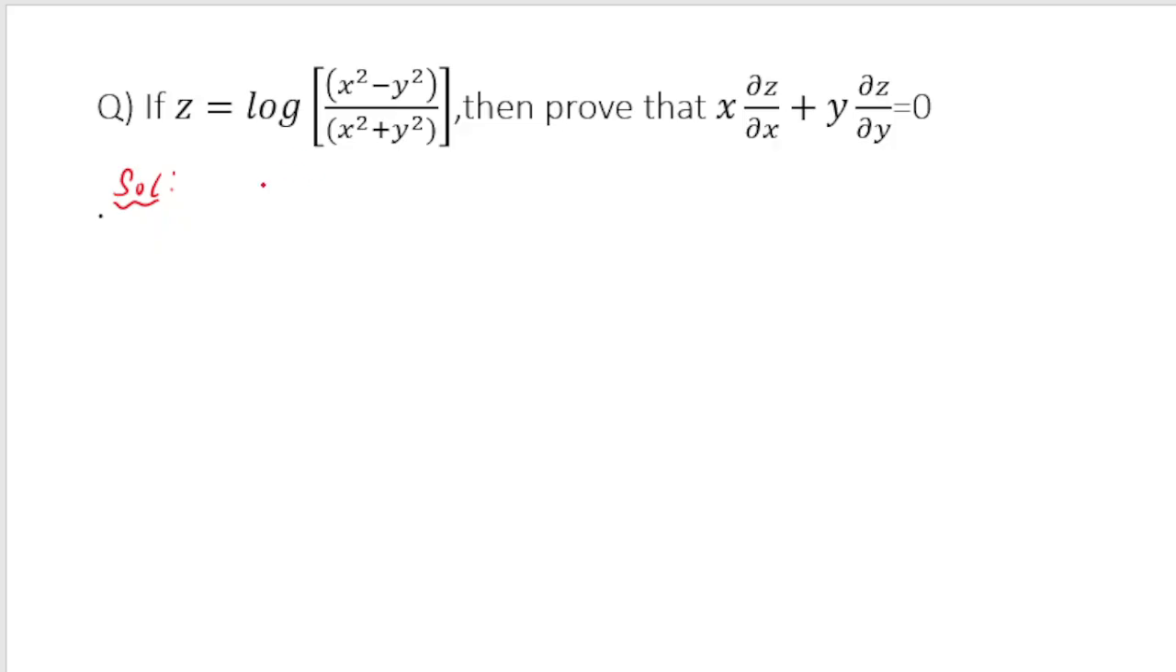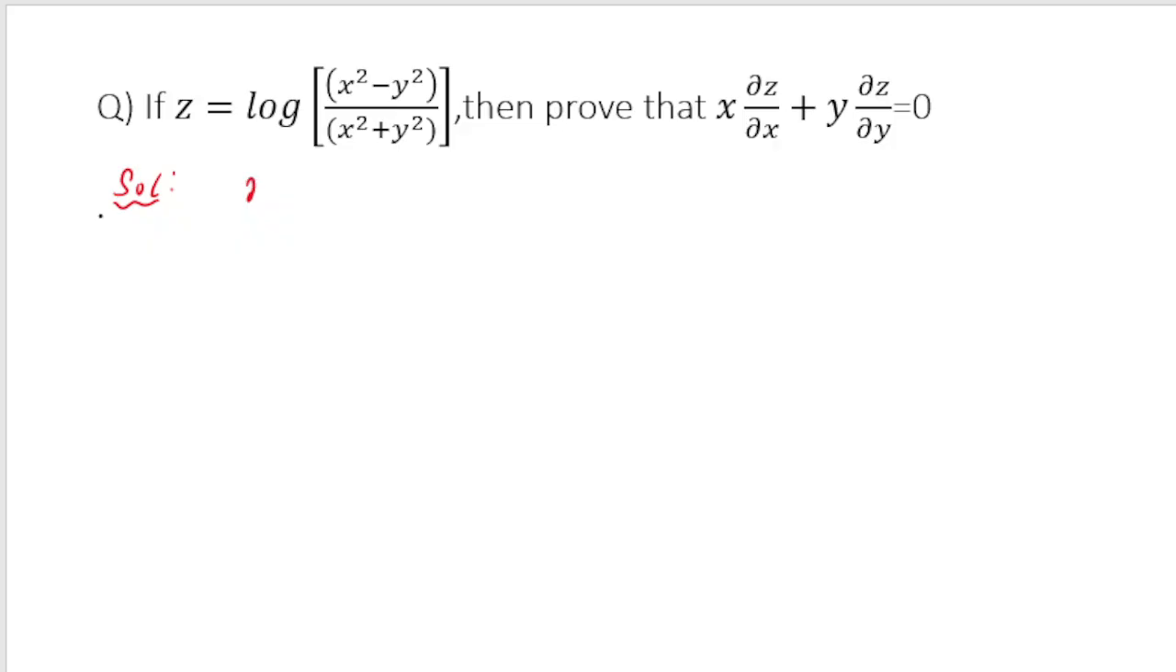In the coming videos you will see that there is a formula that is known as Euler's theorem, which is a very popular result, that can help us to solve this problem in an easier way. But without using the Euler's theorem also we can solve it. So we have to prove that x times del z by del x plus y times del z by del y is equal to this.